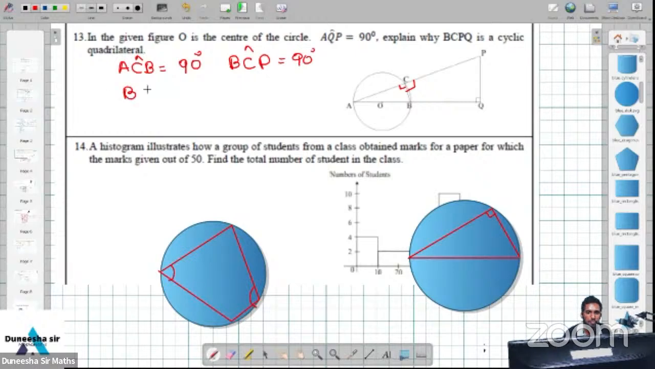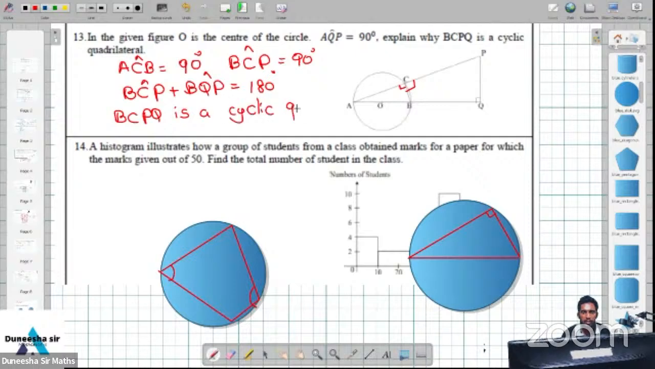Then BCP plus BQP equal to how much? 180ක් වෙනවා නේද? So BCPQ is a cyclic quadrilateral. Okay. මොකද වෙන්නේ? The opposite angle.